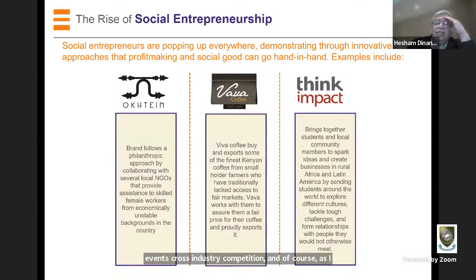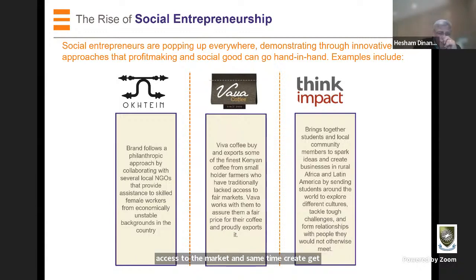Those are some examples and cases of companies that have used social entrepreneurship and purpose economy models. Like Think Impact. This brings students in local communities in rural Africa and Latin America, and it really sends students around the globe to make these kinds of global connections. Vava Coffee is a Kenyan coffee that works with small farmers. Traditionally, those farmers did not have access to fair markets, but now can, through Vava Coffee, have access to the market and at the same time get more value for their produce.